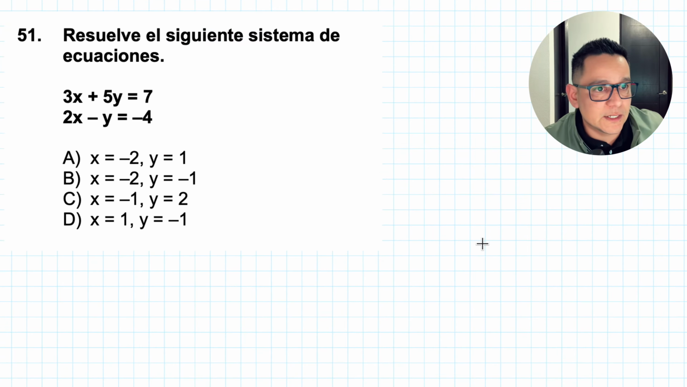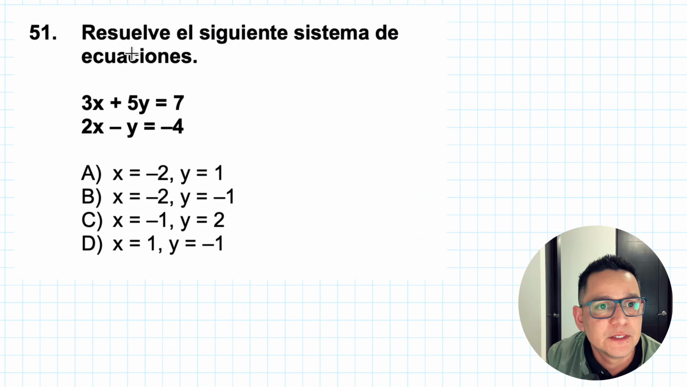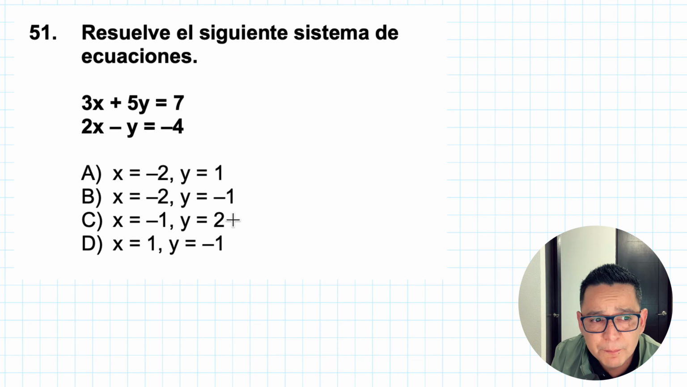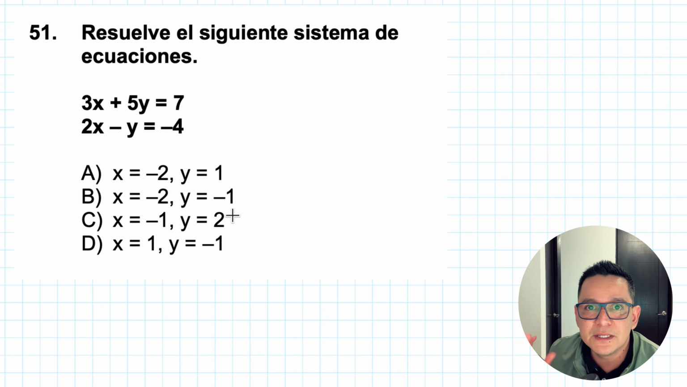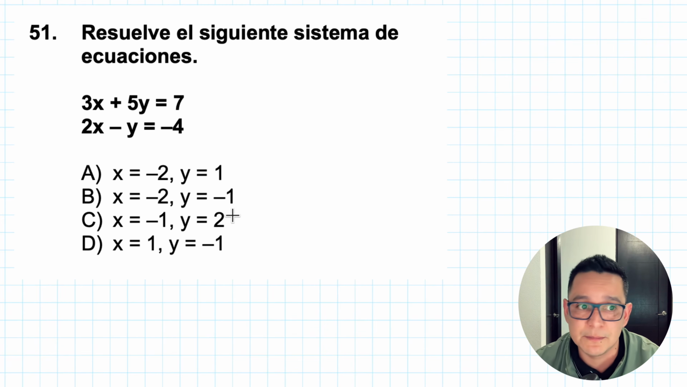Let's go. With exercise number 51, solve the following system of equations. Here we have the system, and they give us 4 possible answer choices. Look, here we start by seeing what is convenient to solve. Let me explain what I mean by that. Many times people just come in and try to apply some method without really noticing what would be simpler or faster.